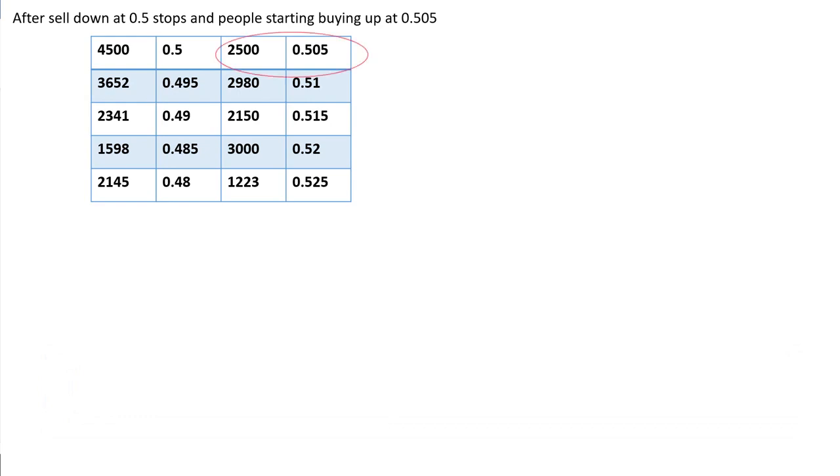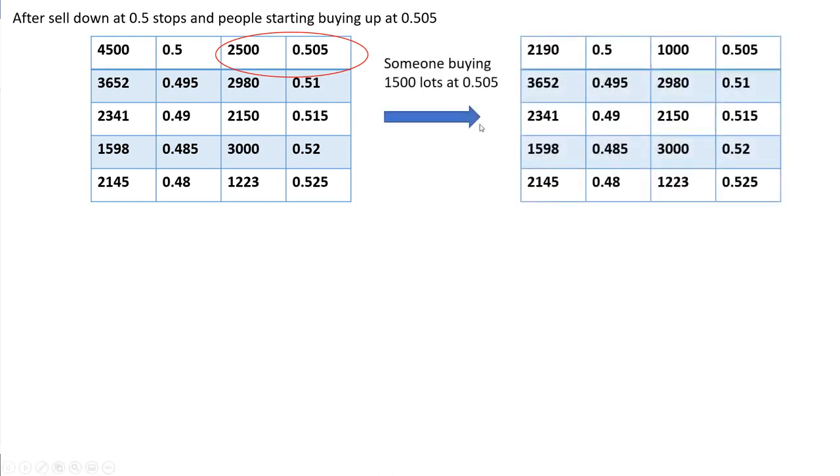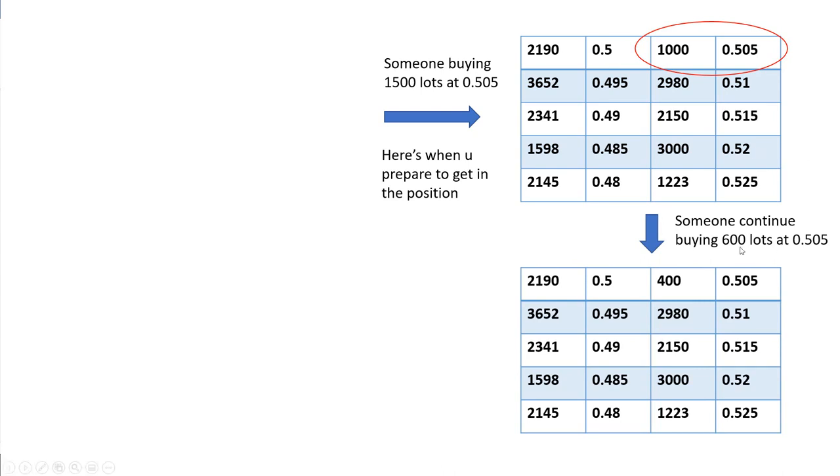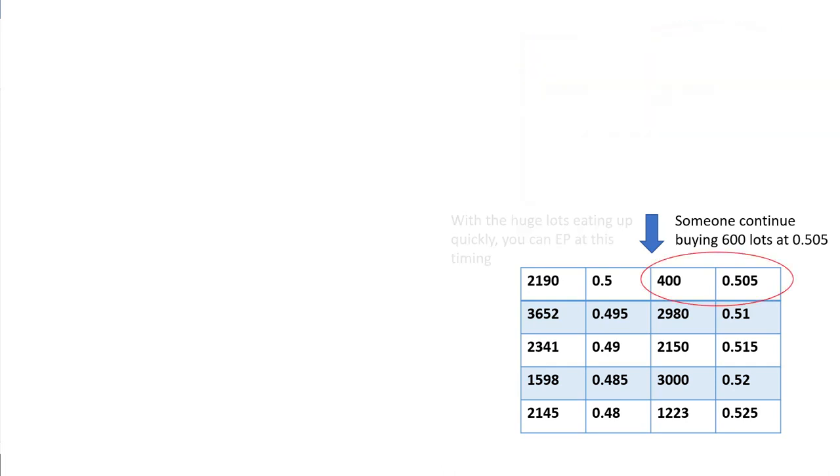Now, when 50 cents is stable, we can see perhaps a buying momentum happening at the 50.5 seller side. For example, someone bought up 1,500 lots at 50.5. From 2,005, it drops down to 1,000. This is buying momentum starting. And this is where we want to potentially prepare to get into position. And if this momentum continues, someone buying up another 600 lots at 50.5 and drawing down that seller queue to 400 lots, ladies and gentlemen, this is where we like to start to EP.